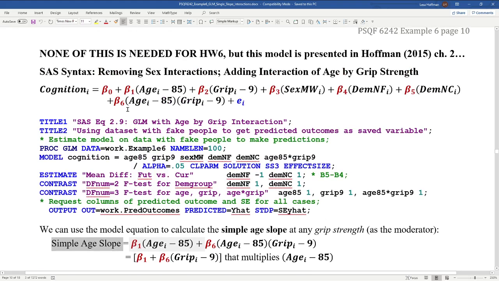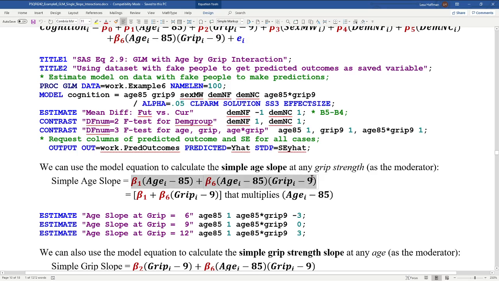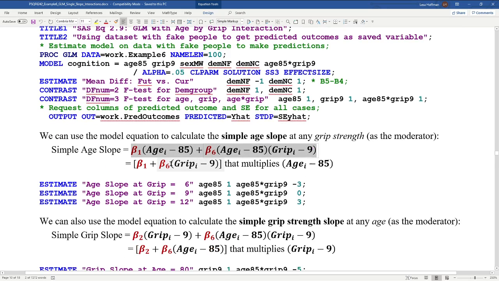We go up to the equation. We find all the terms that have age in them. So that's just 2 in this case. We factor out the common age term and stick it in back. And here is the set of ingredients that's going to give us the age slope for different values of the grip moderator.